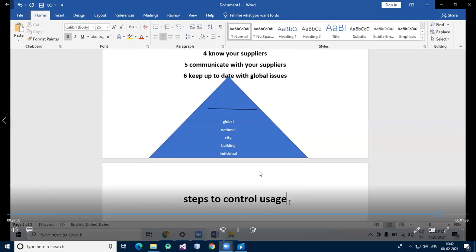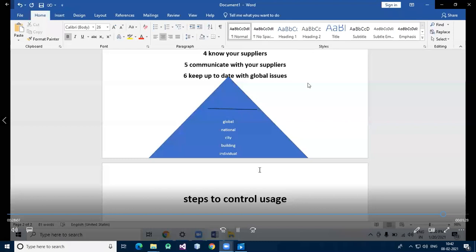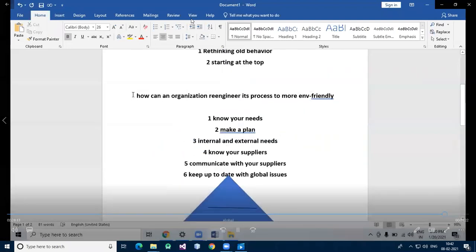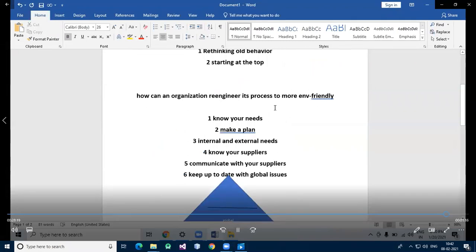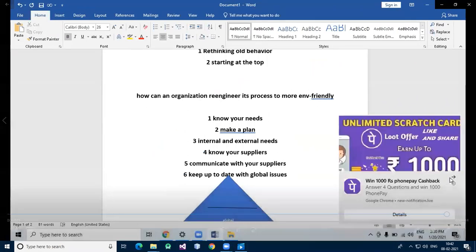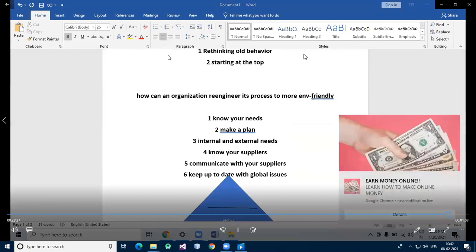And this upper part is a pyramid which shows that individual decisions are replaced by group decisions. So here we have global, national, city, building, and individual. All decisions are based on these points. So here we studied how an organization can re-engineer its processes to be more environment friendly. We have seen that you should know your needs and make a plan for internal and external needs. We have discussed all these points.